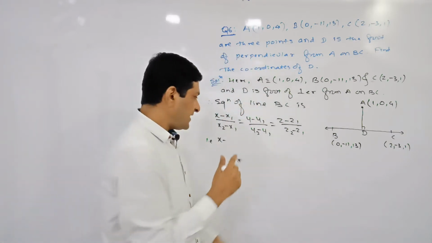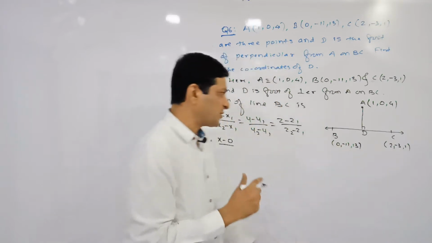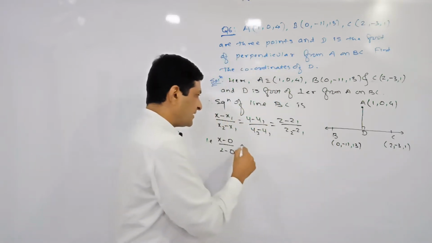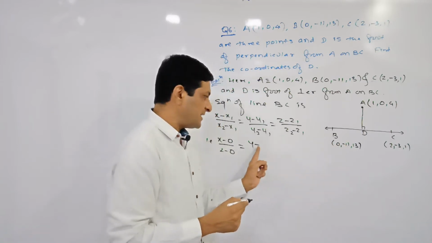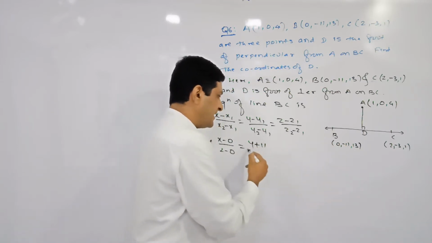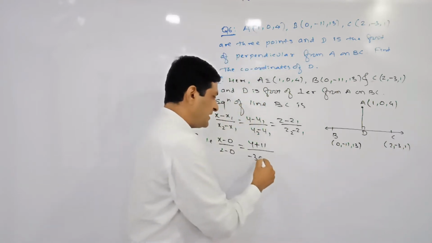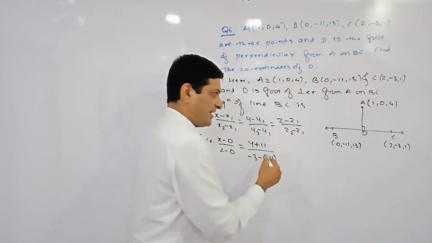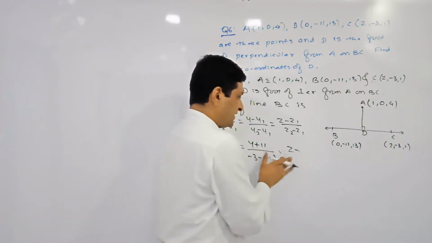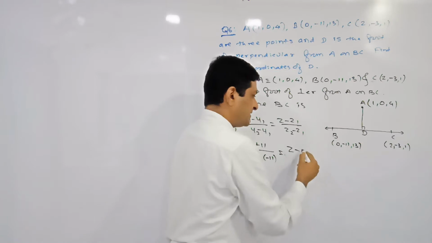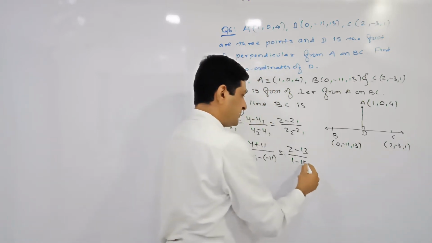So here what will we get? (x minus 0) upon (2 minus 0) is equal to (y minus y1), where y1 is minus 11, so minus and minus becomes plus 11, divided by (y2 minus y1), which means minus 3 minus of minus 11, plus, is equal to (z minus z1), where z1 is 13 here, upon (z2 minus z1), which means 1 minus 13.